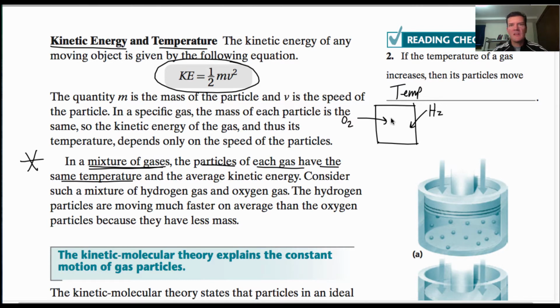But that doesn't mean they're moving at the same speed. Why? Because the masses are going to be different. Oxygen is heavier than hydrogen. The mass of oxygen is greater than the mass of hydrogen. But if they're going to have the same kinetic energy, meaning being at the same temperature, their velocities must be different. So oxygen is heavy, so its mass is larger, so it can move slower and have the same kinetic energy.